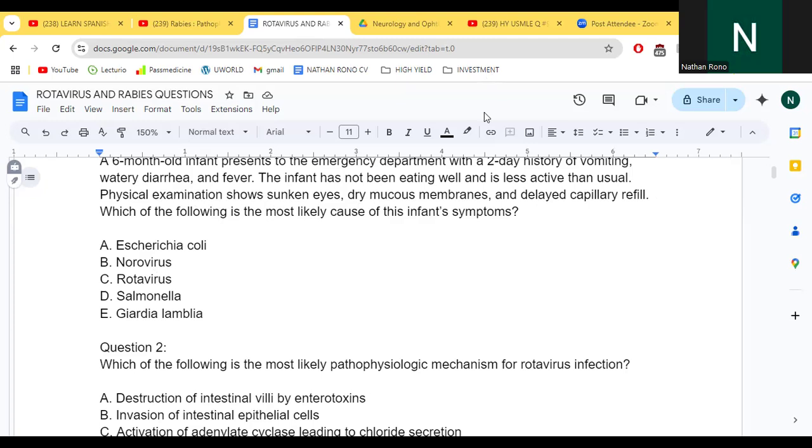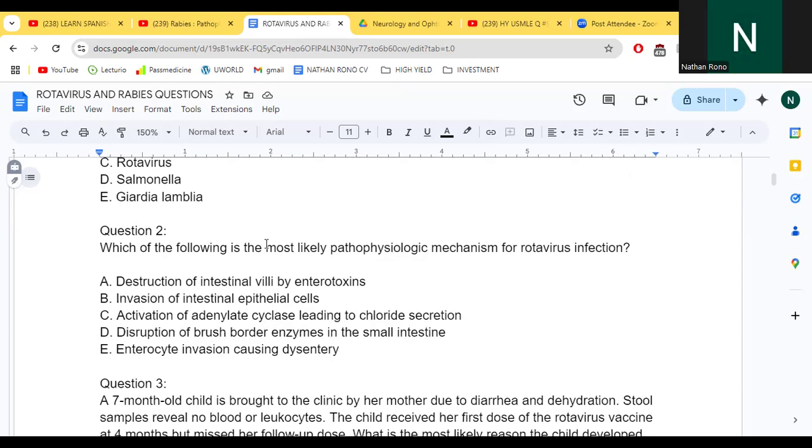So pale skin, someone is asking pale skin. So pale skin is not really a sign of dehydration, but a sign of anemia. So meaning that you have low red blood cells, okay? So if you see someone who has pale skin, you don't think of dehydration, you think of anemia, okay?